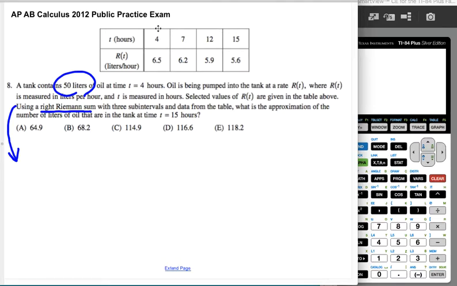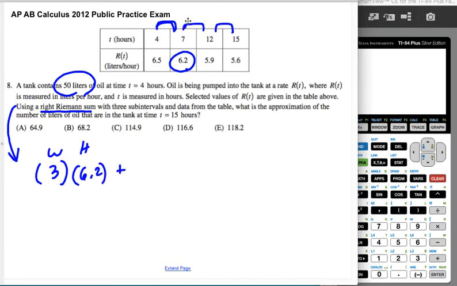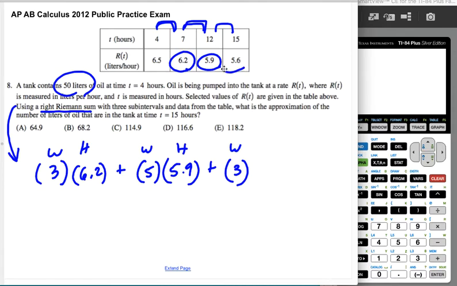So a right Riemann sum in 3 intervals, these are my 3 intervals, means use the right of the 2 y values. So this first interval is 3 units wide, because it's 7 minus 4, and the height is going to be the right of the 2 y values, so it's going to be a 6.2. The second is going to be 5 units wide because it's 12 minus 7, and the height is again the right of the 2 values. And then the last box is going to be 3 units wide because it's from 12 to 15, and I'm going to use the right value, which is a 5.6.